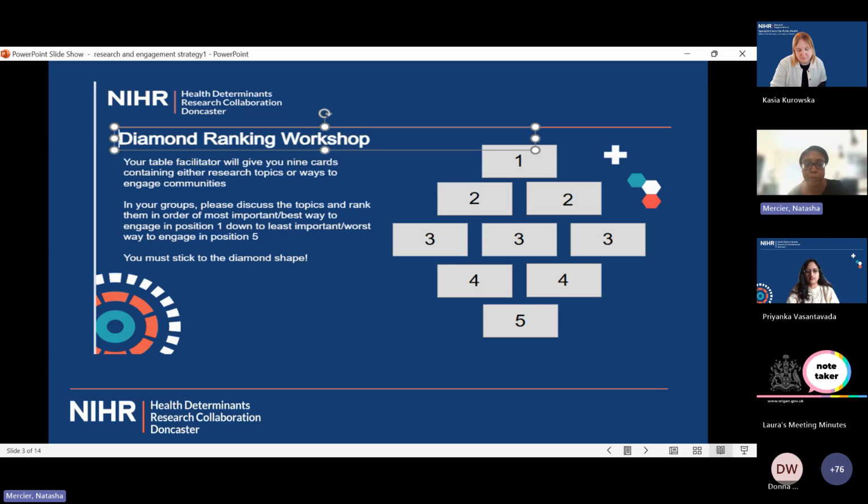Because we'd already pre-printed these cards with issues around the wider determinants of health, at a certain point during the activity, blank cards were given out to individual tables to say, okay, this is a starting point and this is what we think, but actually, is there anything really important that's missing from this that you want to write onto this blank piece of paper?